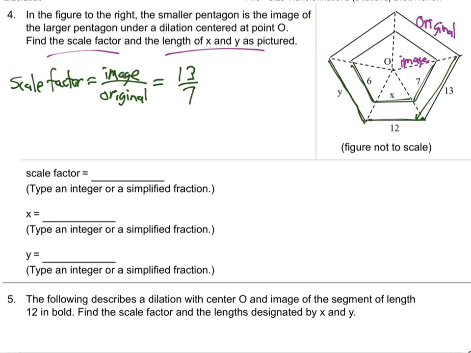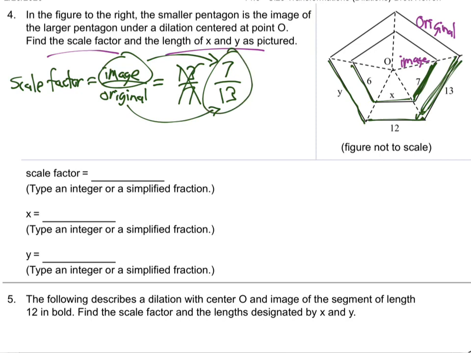13 with 7. Oh, but I'm doing that backwards, aren't I? It's supposed to be the image on the top. The image is the 7, and the original is the 13. Yeah, I almost got that backwards. So the image is the 7, the original is the 13, meaning the small pentagon is 7/13 as big as the original. So the scale factor is 7 over 13.